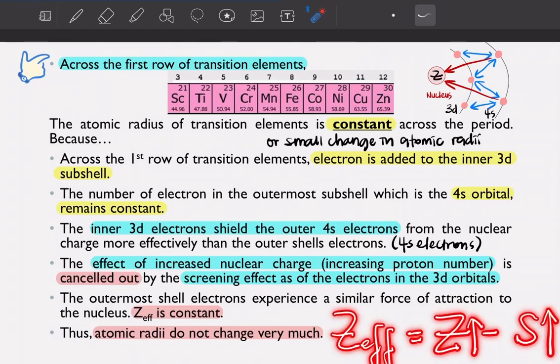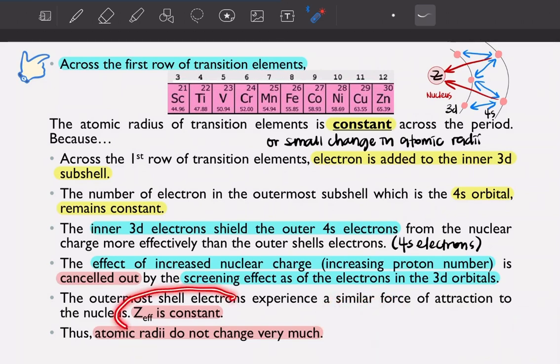Bila tolak, awak punya Z effective, dia punya value nak dekat sama je. Okay, so your Z effective, your effective nuclear charge across the period is constant. Okay, it's constant, sama je. So therefore, the atomic radii does not change very much. So that's why the size of your elements across the first row of transition elements does not change very much.